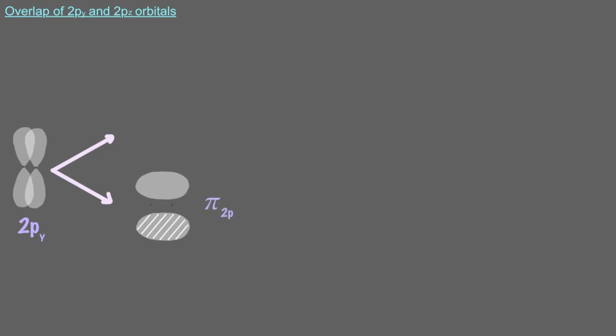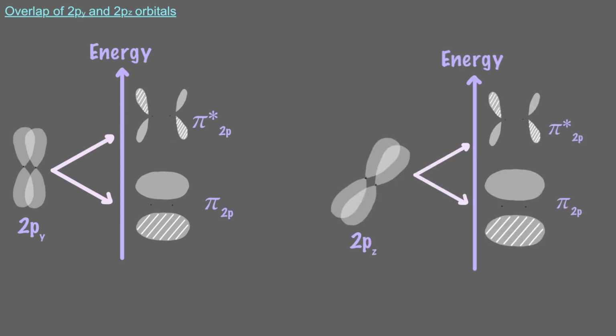So there you have it. When the two 2py orbitals of neighboring atoms overlap, you get two new molecular orbitals, pi 2p and pi star 2p. But as we mentioned earlier, the exact same thing will happen for the 2pz orbitals. It's important to remember that 2py and 2pz are different due to their orientation in space. But otherwise, their natures and behaviors are identical.